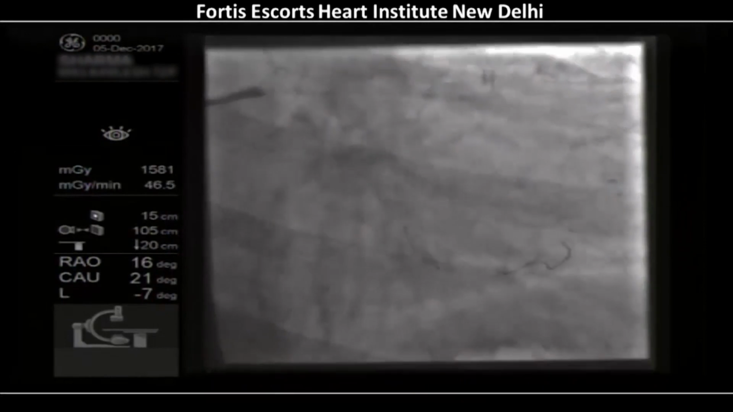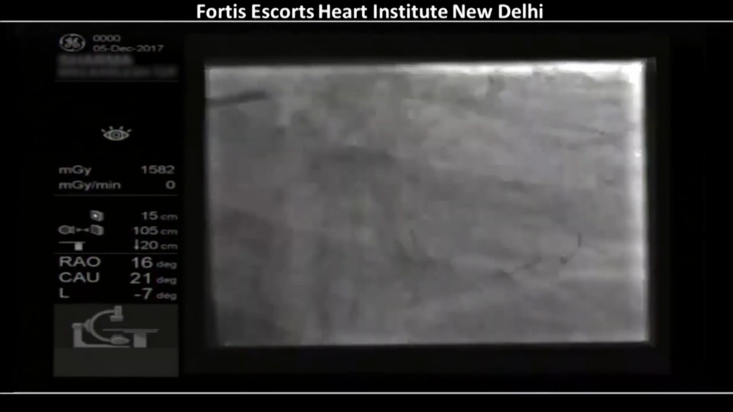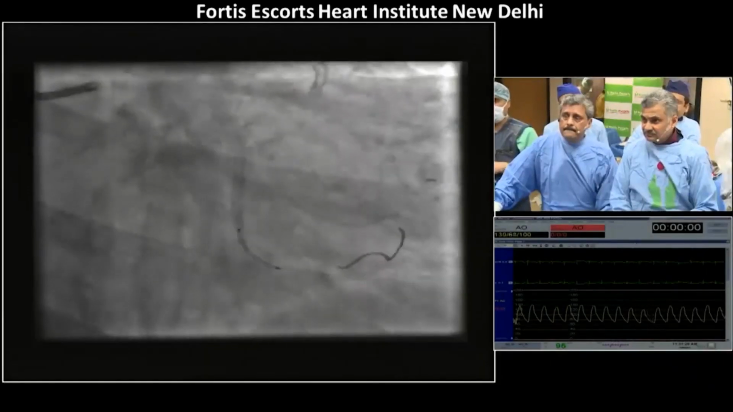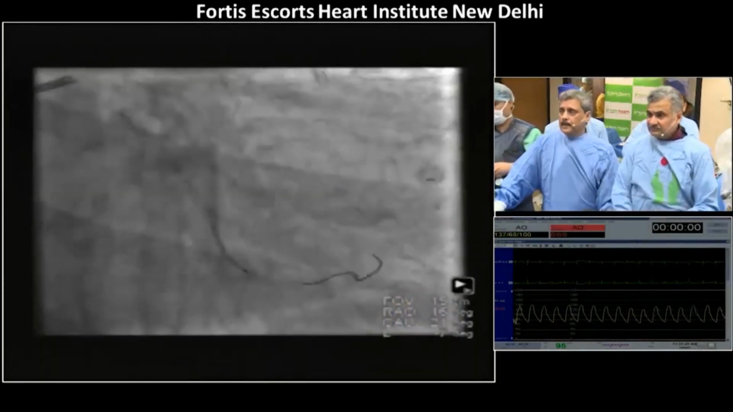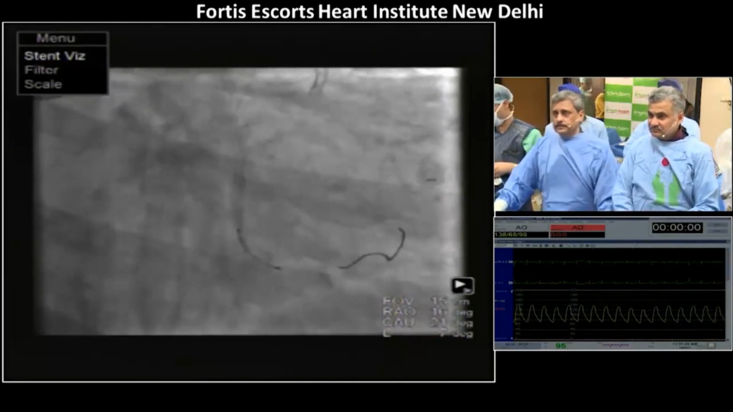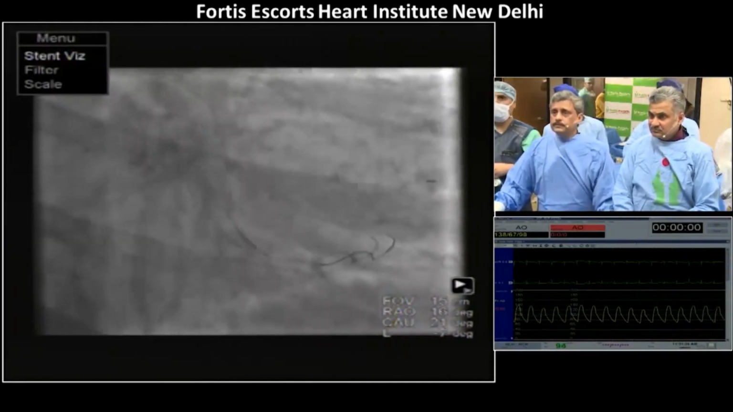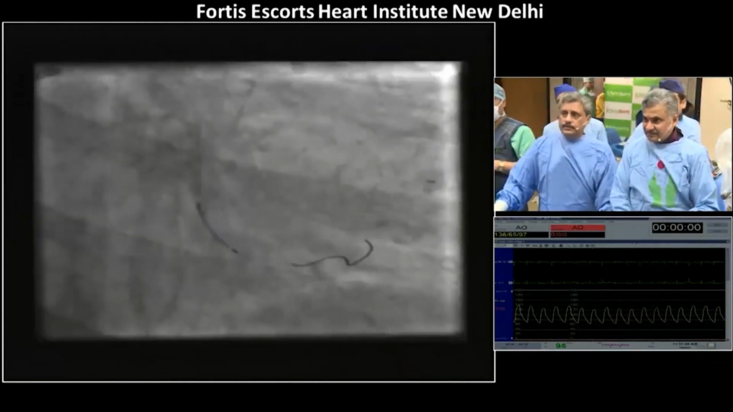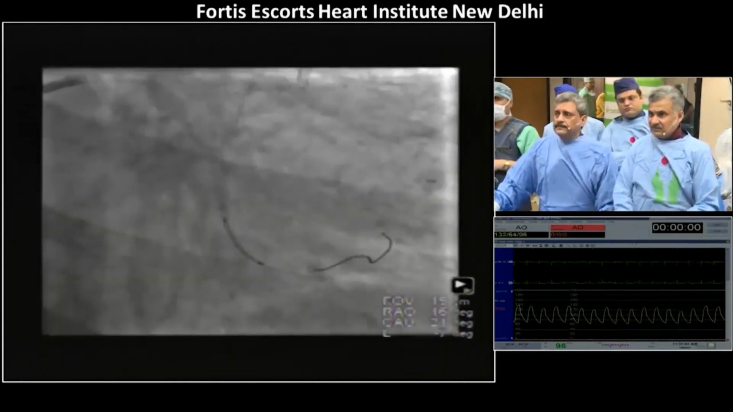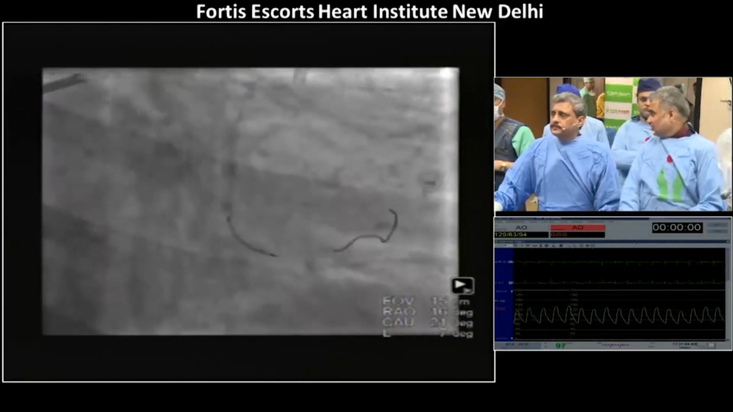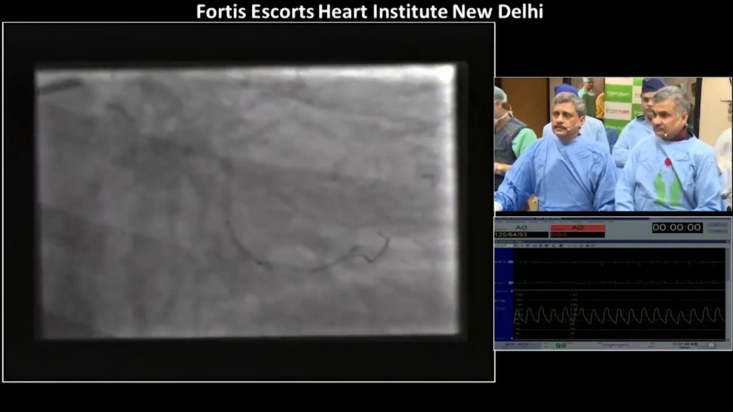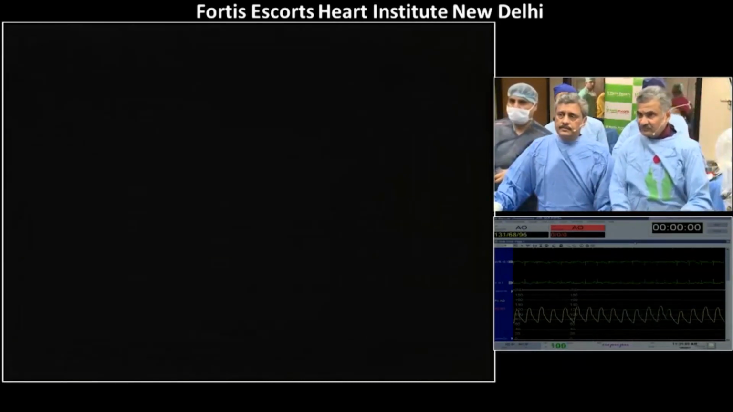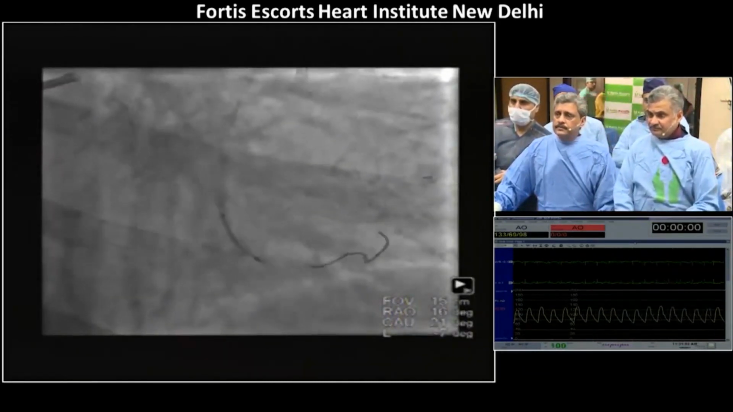Okay, now we'll take a shot for the whiz. We'll take a stent whiz to see how much we are protruding the proximal stent. This is a form of stent boost called stent viz. So this is the G machine. They have the stent whiz. The frames are less. Just hold on. Take a little longer run. Yeah, now it will come.